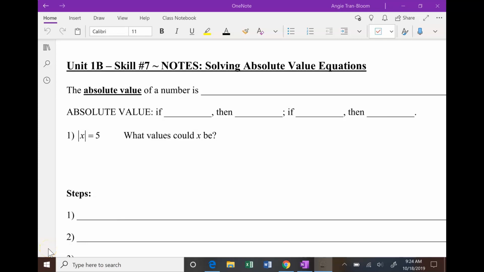Okay, ready? Notes for today. Can you please help me read the title? Sophia C. Read the title for today's note, please.